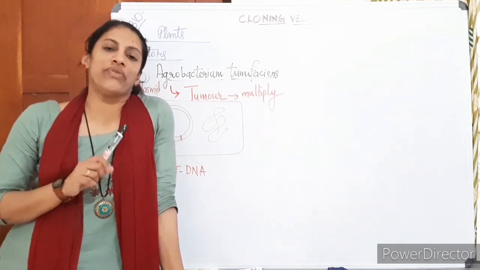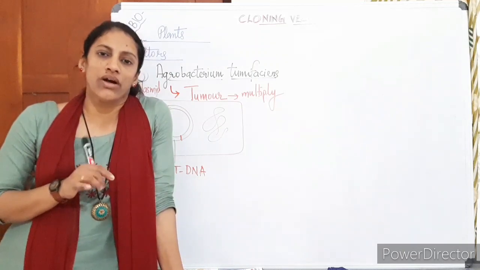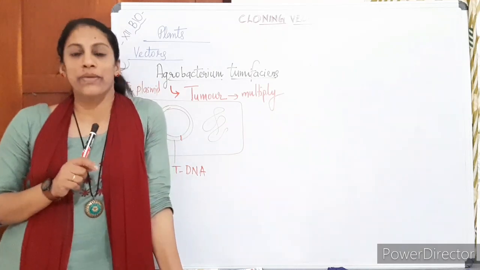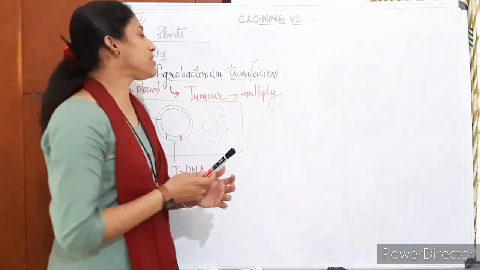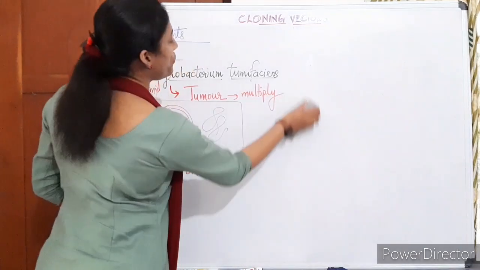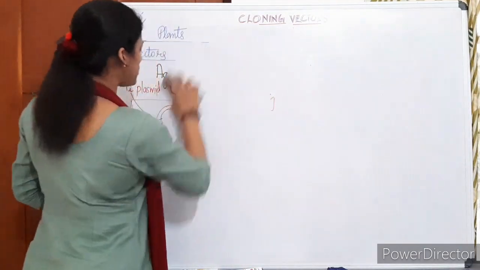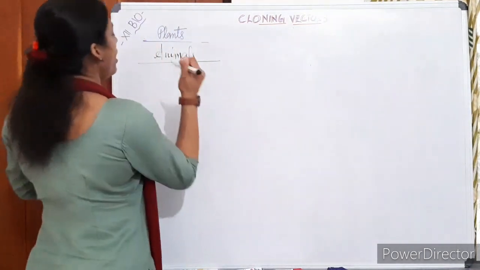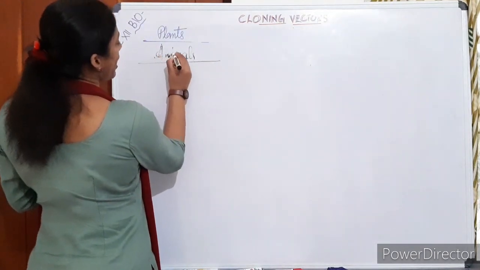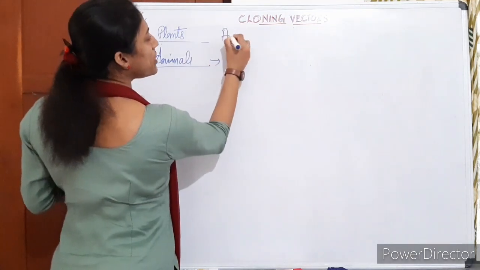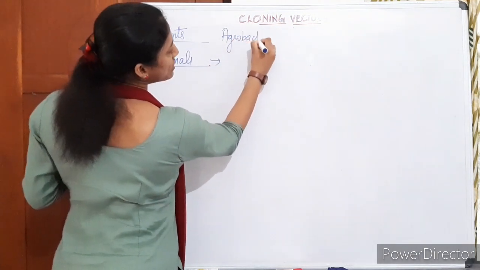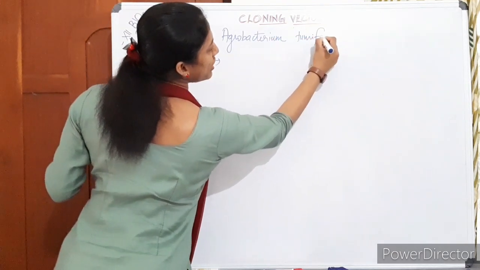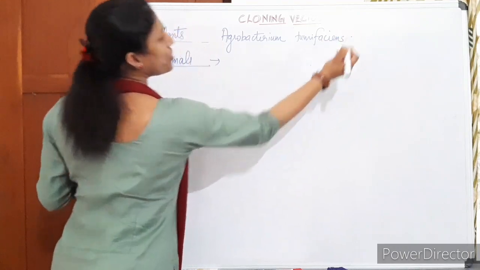So which is the common vector used in plants? The cloning vector used in plants is Agrobacterium tumefaciens, a bacterium. Then similarly, in order to deliver a gene of interest to animals, if the host is animal, which should be our cloning vector for animal cell? Which should it be? In plants, Agrobacterium tumefaciens. Just writing it very quick, I will give you notes.